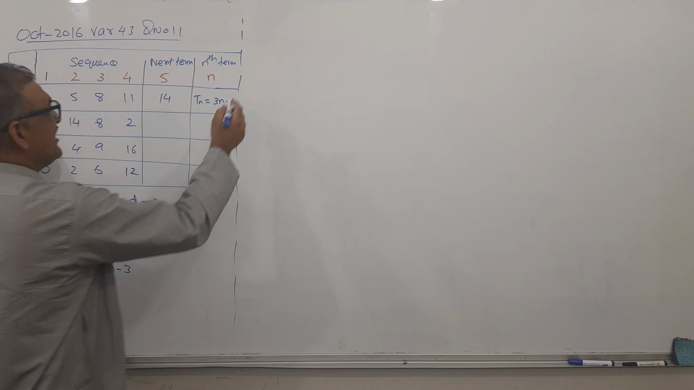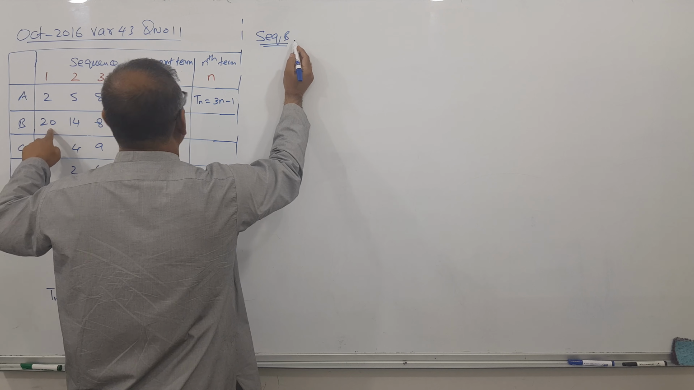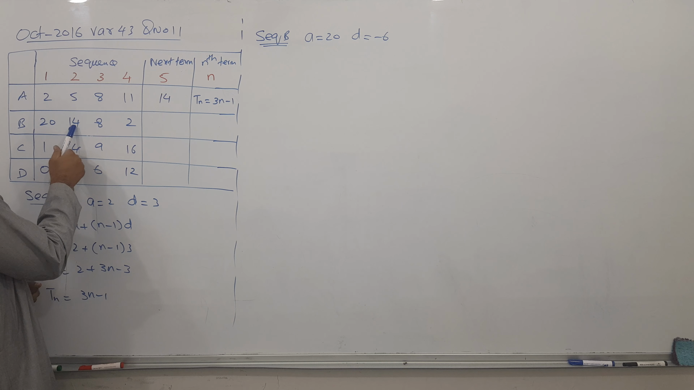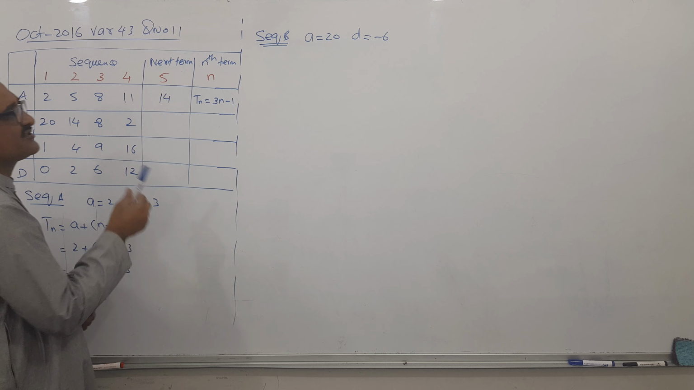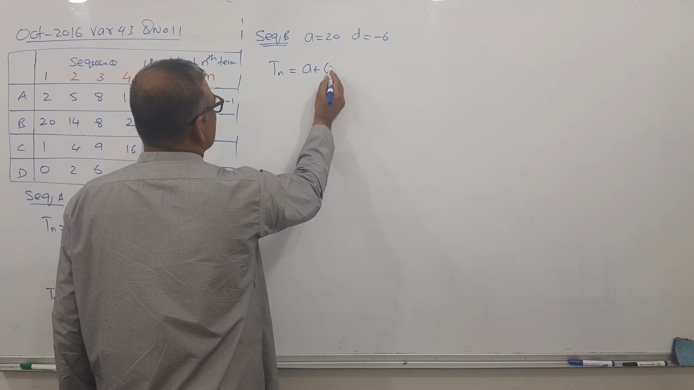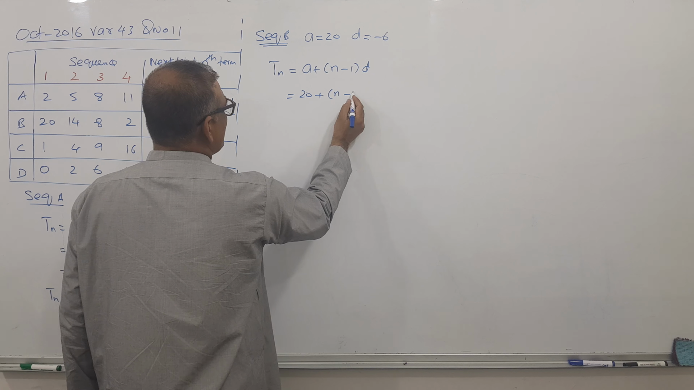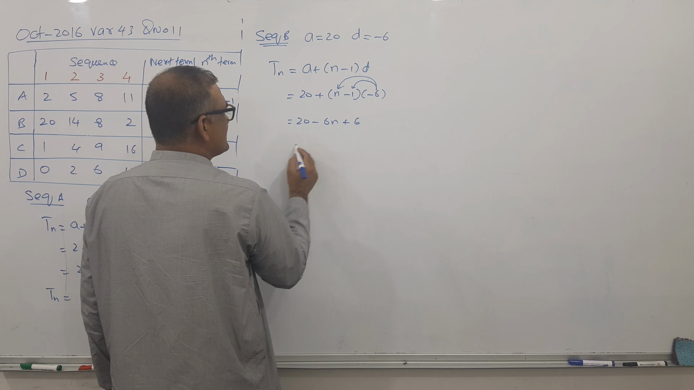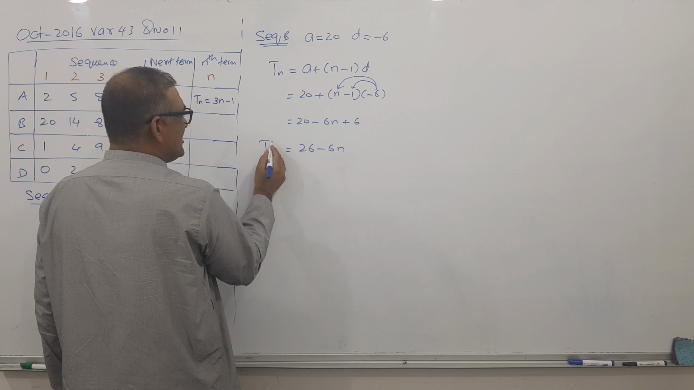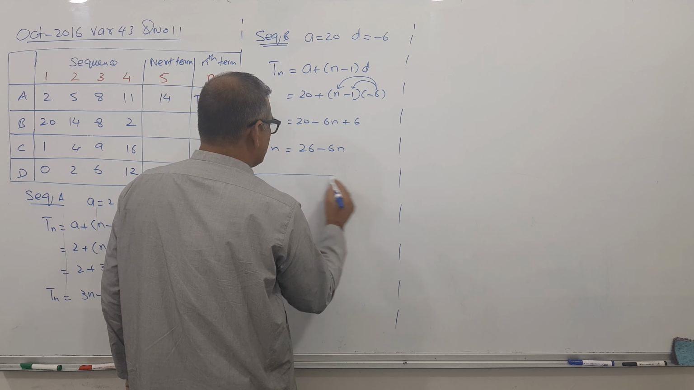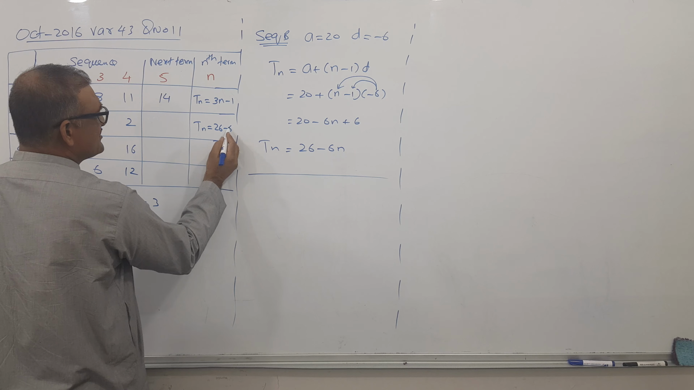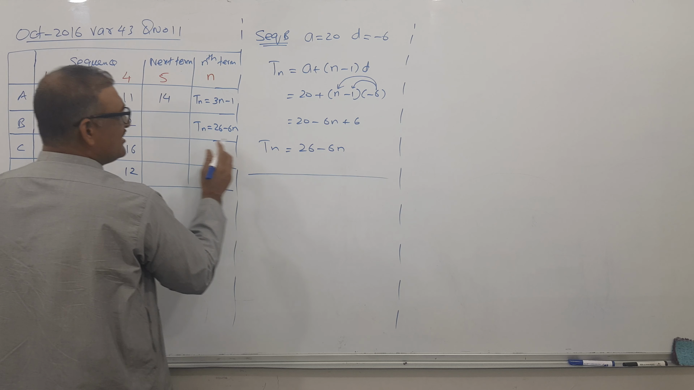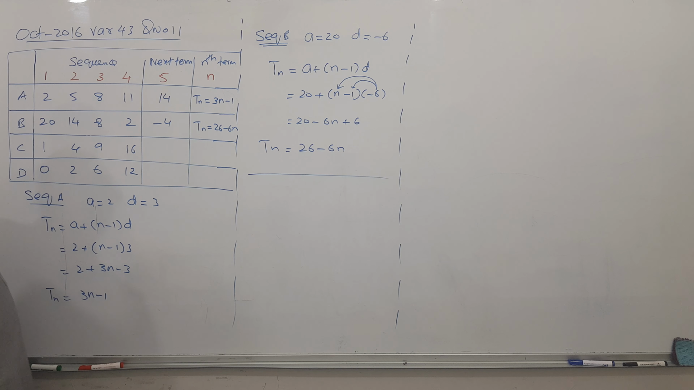Similarly, sequence B, I can go for it. In sequence B, A is 20, and the common difference I can understand is -6. How come? 20 minus 6, we got 14, minus 6, we got -6, so -6. So Tn is equal to A plus n minus 1 into D, where A is 20, D is -6. -6 into this, you get -6n, -6 into this, you get +6. So 26 minus 6n is our nth term, and that's it. So this sequence is also over. Here I got Tn is equal to 26 minus 6n. If I'm looking for the fifth term, put 5. When I put 5 here, 6 5s are 30, 26 minus 30 is -4. Okay, let's go for the next one.